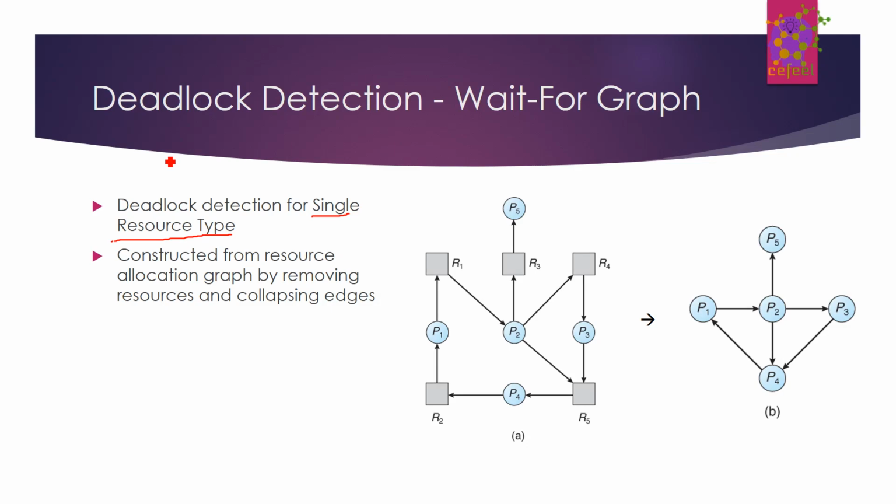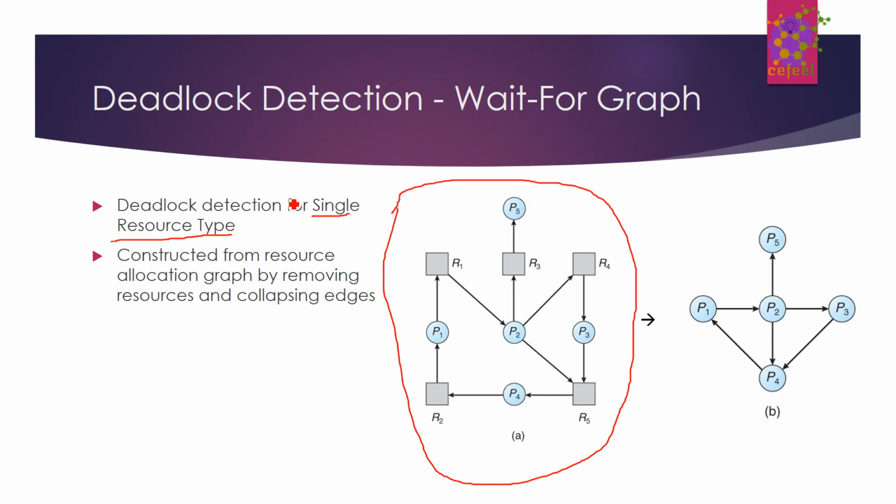So here is an example. In this example we have a resource allocation graph which looks like this, and we can transform it to a wait-for graph by removing each of the resources. If we remove R1 over here, then we have an edge going from P1 to R1 and R1 to P2, which means there will be an edge from P1 to P2. Similarly, if we remove R3, there will be an edge going from P2 to P5, which is over here.